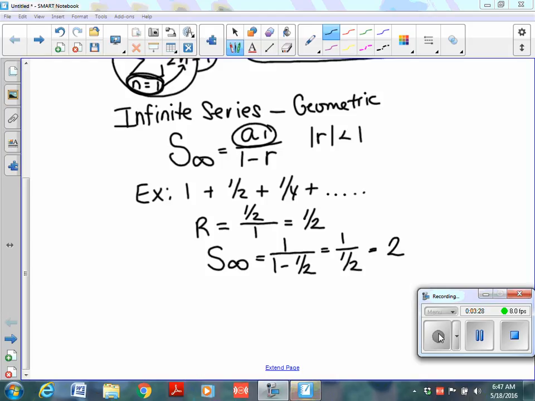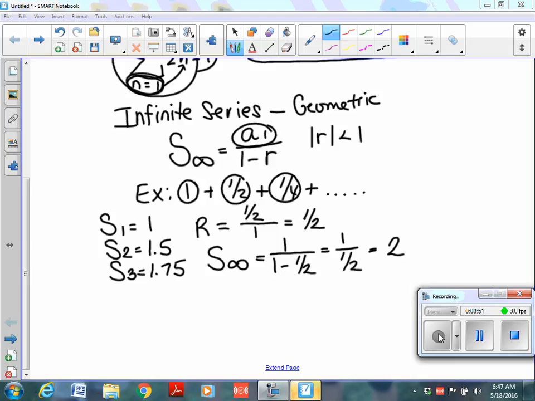So if I added up all of these terms, it'll never go past 2. Like the sum of the first term is 1. The sum of the first 2 terms is 1.5. The sum of the first 3 terms is 1.75. As you can see, these numbers are getting smaller and smaller. The next one would be 1/8. If you added 1/8 to this, and then you add 1/16, and then 1 over 32, and 1 over 64.